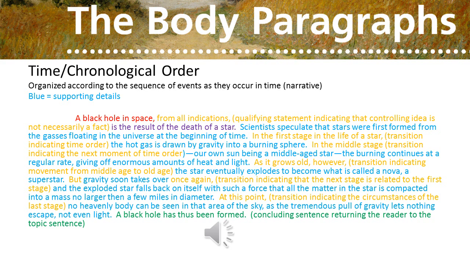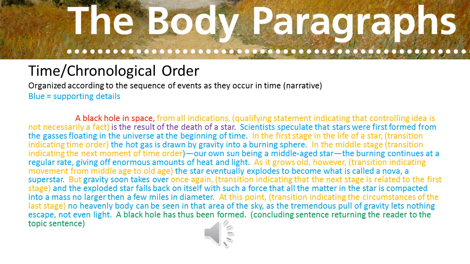But gravity soon takes over once again, so the transition here indicates that the next stage is related to the first stage, where we see the hot gas being drawn by gravity. And the exploded star falls back on itself with such a force that all the matter in the star is compacted into a mass no larger than a few miles in diameter. At this point, again, transition indicating the circumstances of the last stage. No heavenly body can be seen in that area of the sky, as the tremendous pull of gravity lets nothing escape, not even light. A black hole has thus been formed.